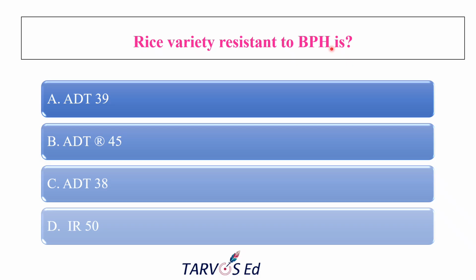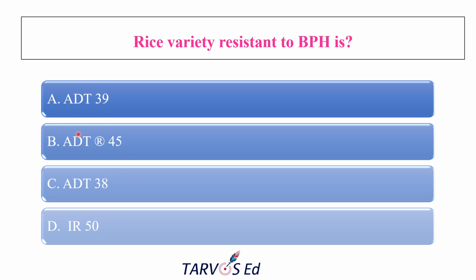Remember one thing: whenever you come across the common name of a pest, you should also remember the scientific name as well as the family and order. Because questions may be asked from that area also. So whenever you are studying, please go through that also. The options given for this are ADT 39, ADT 45, ADT 38, IR 50.